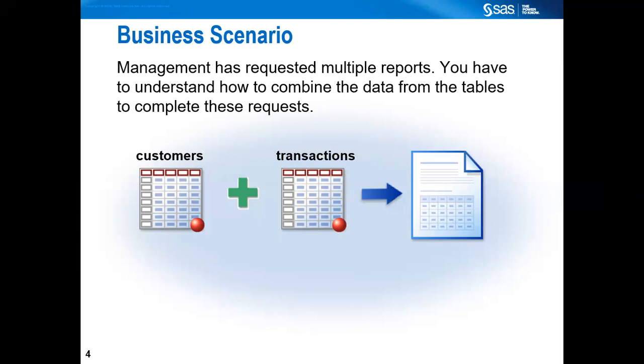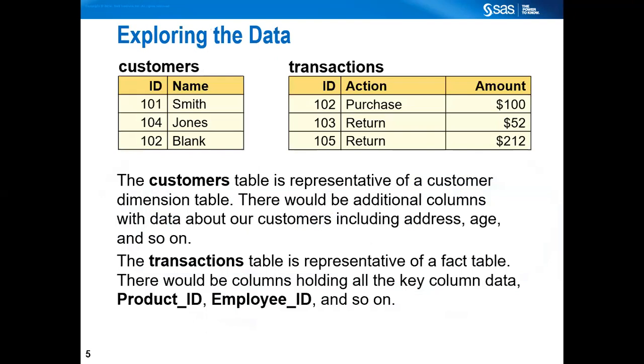So whenever you are going to join specific information from scattered tables, you need to combine on the basis of a common column, right? As per management here, management has requested multiple reports. You have to understand how to combine the data from the tables to complete this request. So you have two tables, customer and transaction, and we have to generate a report out of these two tables. Now look at this information. Look at the tables carefully.